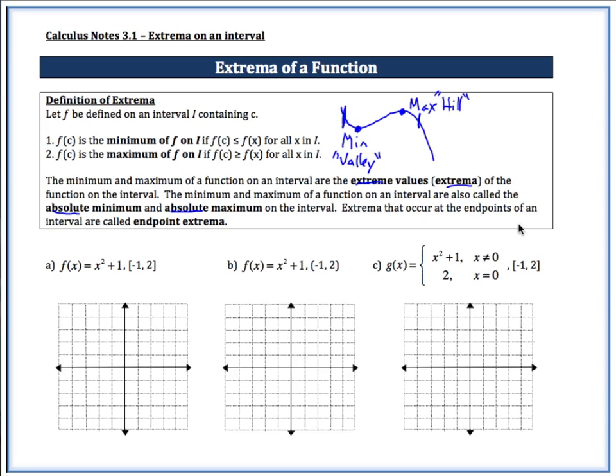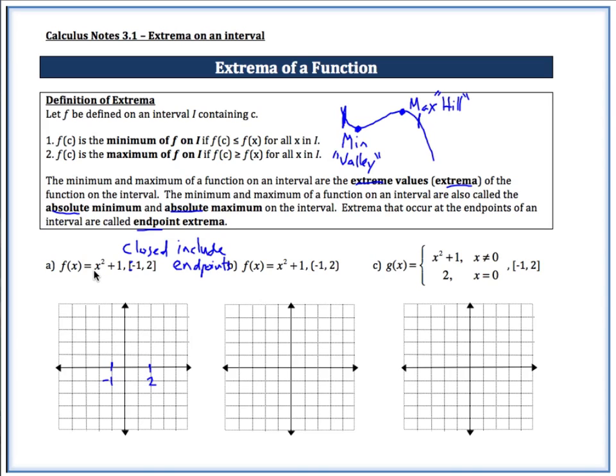Now extrema that occur at endpoints are called endpoint extrema. So let's take a look at three examples. We all have the function x squared plus 1, and we're all going to be on the interval -1 to 2. Now this one is actually on a closed interval because of the square brackets right here. So square brackets mean closed, and it means that we're going to include the endpoints. So first at -1 and at 2, that's our interval.